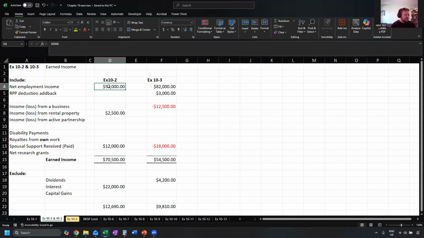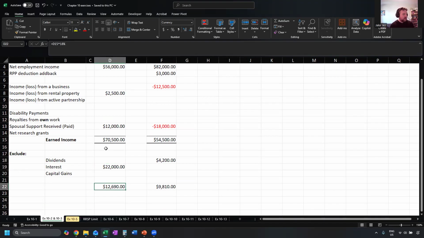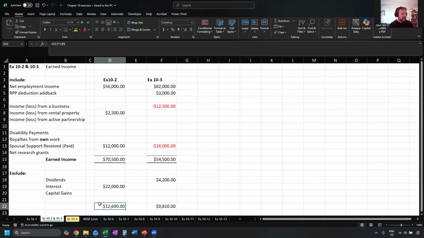Employment income was 56,000. We had rental income from property, 2,500, and we have spousal support received, 12,000. So our earned income is 70,500. So our contribution space will add 18% of this next year. We are going to exclude these passive amounts. So this interest of 22,000 is not going to be included. So if we take that 70,500 times 18%, we're going to add 12,690 next year.